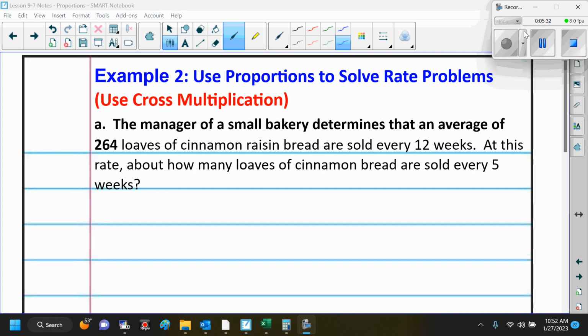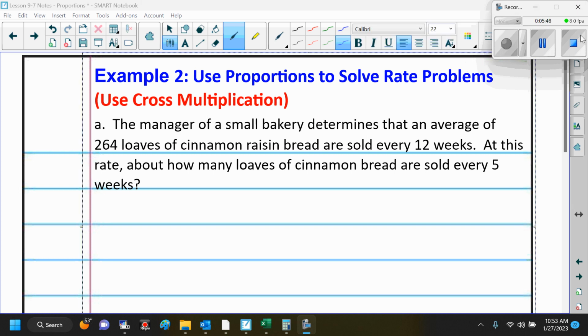Example 2 is use proportions to solve rate problems. Same thing, but this time it's a new method. Does everybody see this? This time we're using cross multiplication. All right, it says the manager of a small bakery determines that an average of 264 loaves of cinnamon raisin bread are sold every 12 weeks. At this rate, how many loaves of cinnamon bread are sold every 5 weeks? So we want to look to see what is the original ratio?